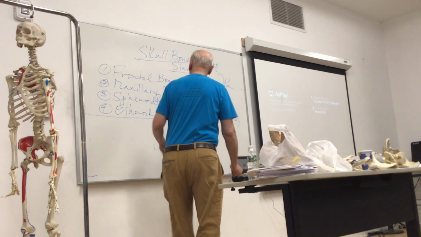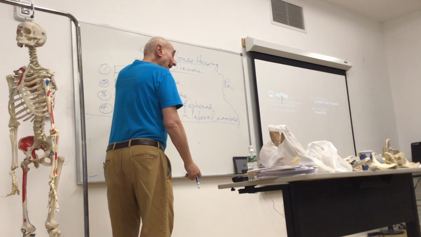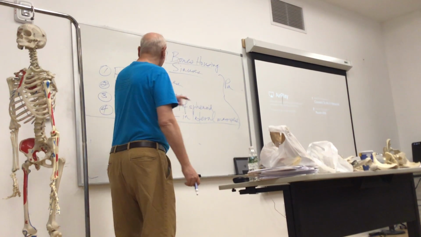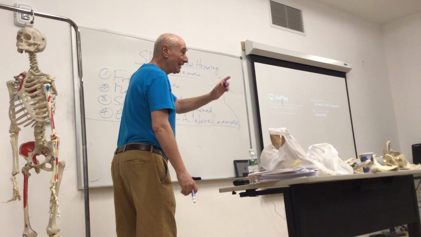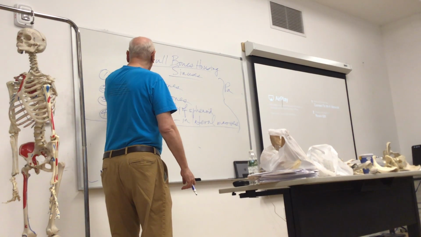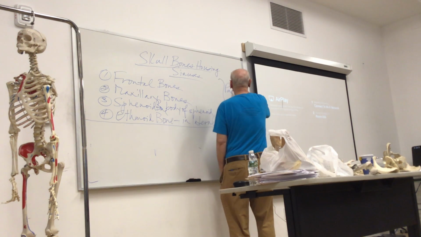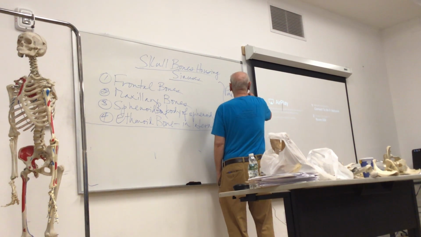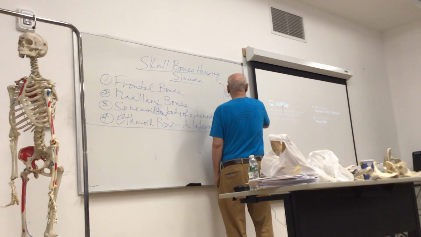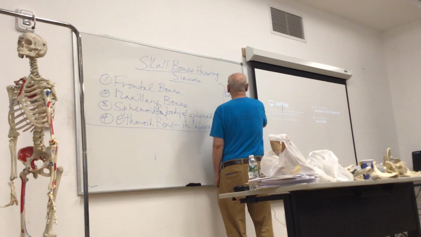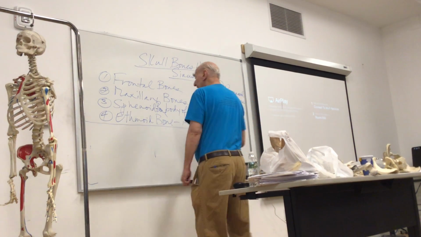The sinuses in these four named bones: frontal, maxillary, sphenoid, ethmoid. I mean, the numbers get complicated, there's pairs and unpaired. Don't worry about that. Just know the names. Those are the paranasal sinuses, because they drain into the nasal cavity.